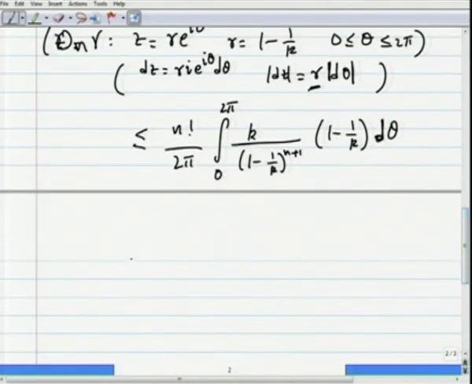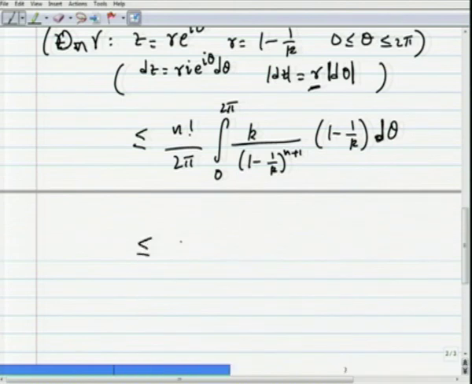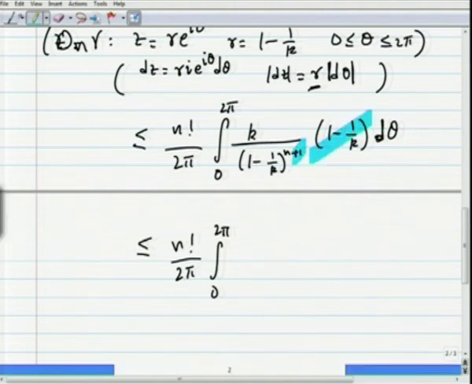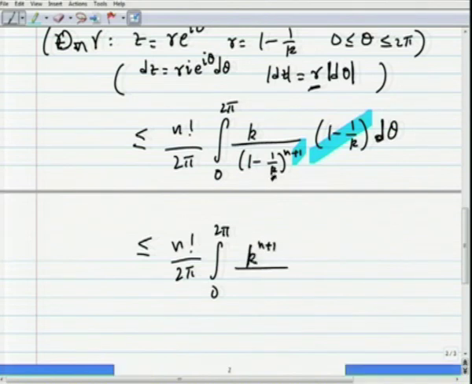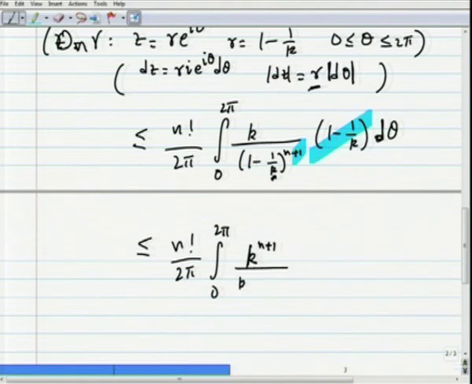After some cancellation, we see that this is less than or equal to n factorial divided by 2 pi, integration from 0 to 2 pi, k power n plus 1. One factor here cancels with one factor in the denominator. And so, we get k power n going to the top. So, we have k power n plus 1, which is k power n here times k divided by k minus 1 raised to n, and then d theta.